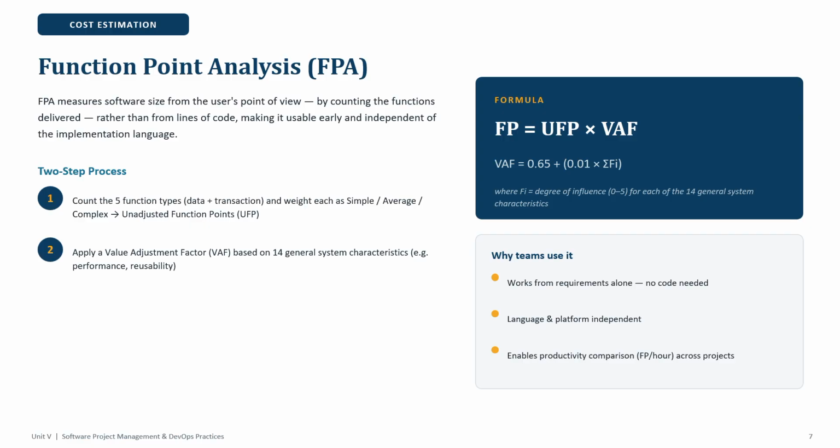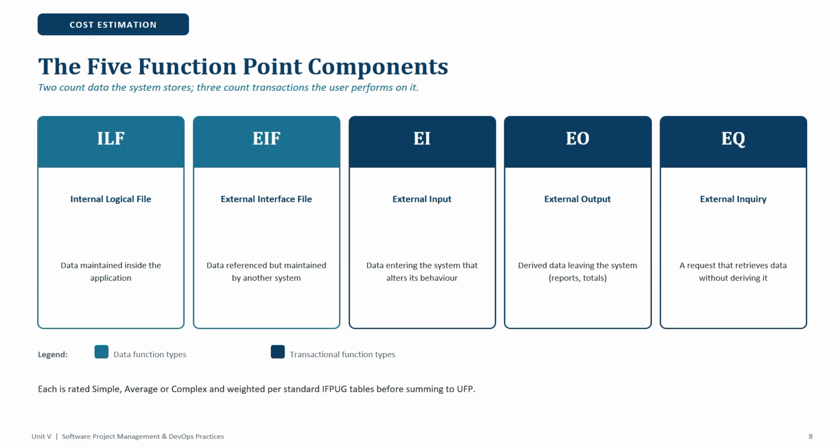It is a two-step process. First, we count the five function types, data plus transaction, and weight each as simple, average, or complex, giving the unadjusted function points. Then apply a value adjustment factor based on the 14 general system characteristics. These are the two steps. The five function point components are ILF, EIF, EI, EO, and EQ. ILF is internal logical file, EIF is external interface file, then external input, then external output, then external inquiry.